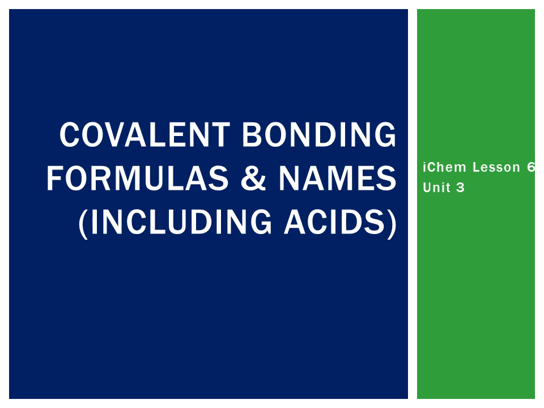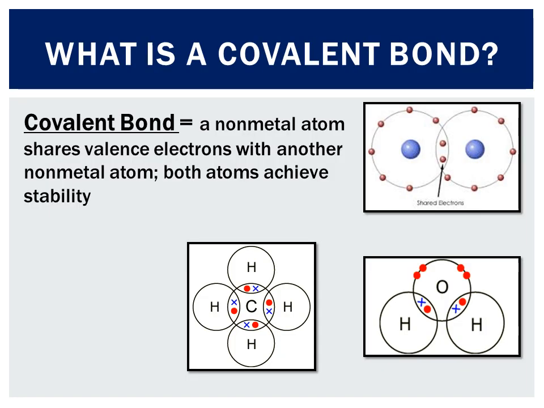Okay, welcome to iChem Lesson 6 on covalent bonding and names including acids. So first, a covalent bond. It's a non-metal atom that shares valence electrons with another non-metal atom. Both atoms achieve stability. So unlike ionic bonding, in this case, all the electrons are shared to achieve stability.